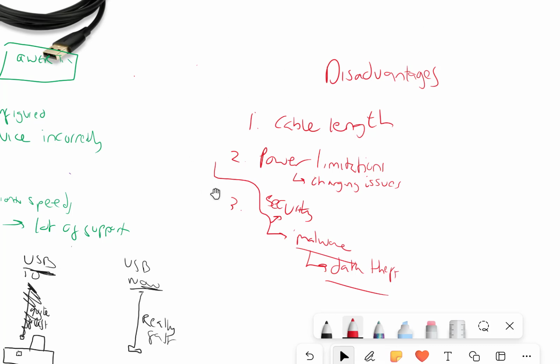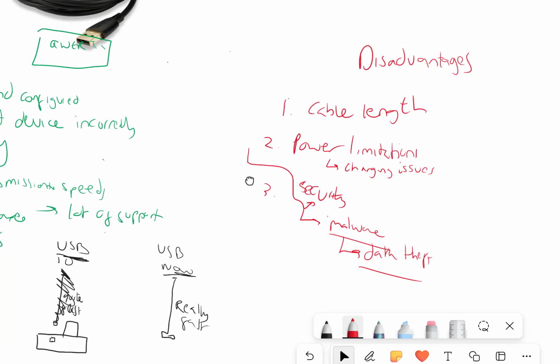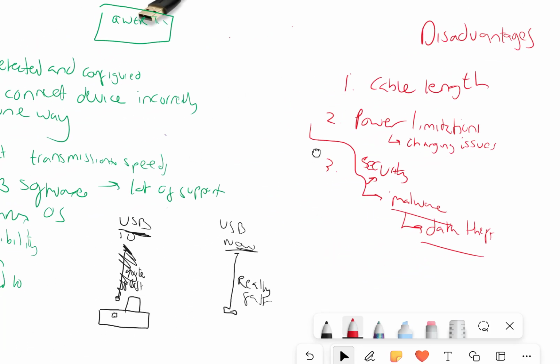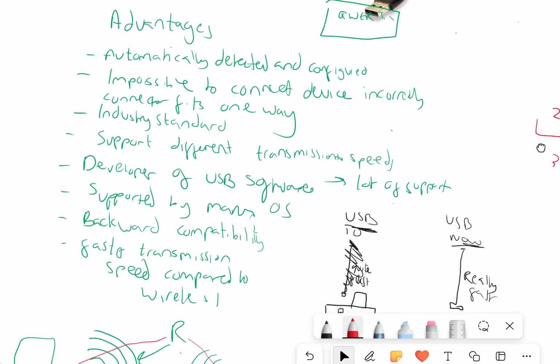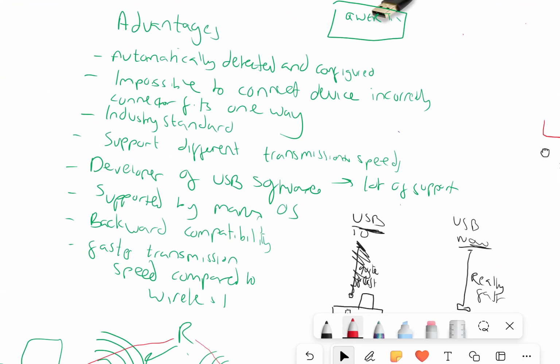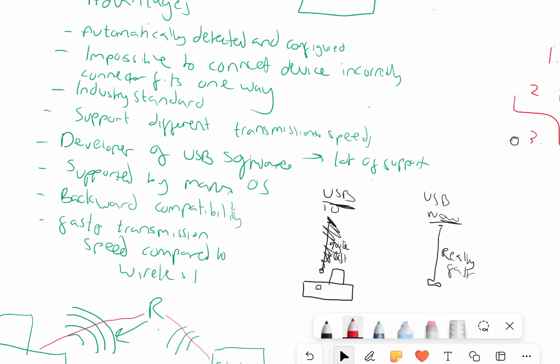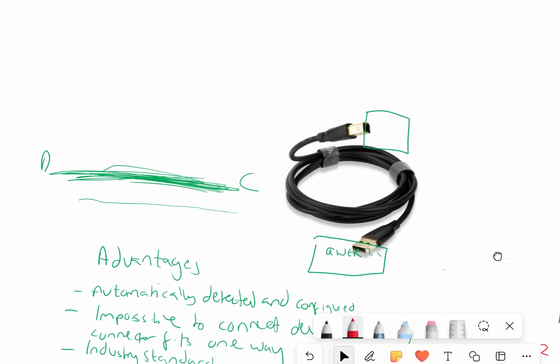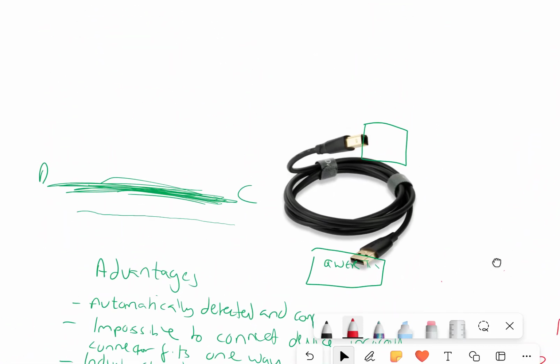So you've got your disadvantages, cable length, power limitations, and security, but you've got all of these advantages as well. Remember, USB stands for Universal Serial Bus. It uses serial data transmission. It's standardized.